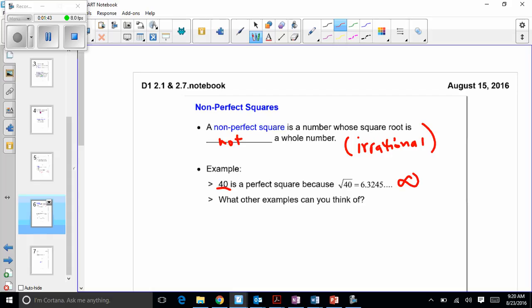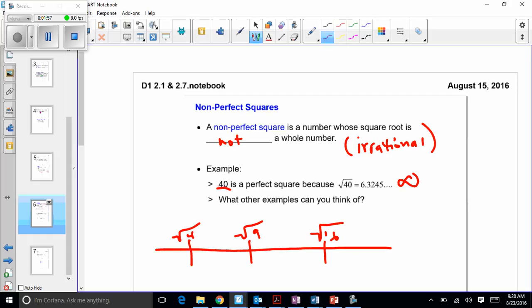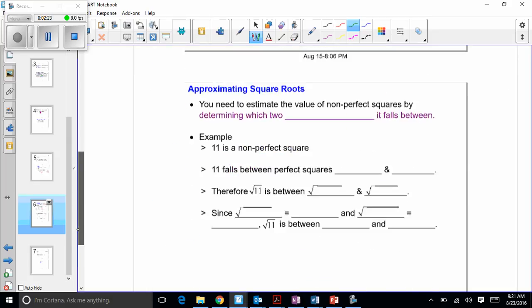So if you look on a number line, we've got the square root of 4, the square root of 9, the square root of 16. Those mean 2, 3, and 4. So there's all kinds of imperfect squares that fall in between, like the square root of 15 or the square root of 8. Those are imperfect. There's not a rational answer for that. We can estimate those, but they're non-perfect.